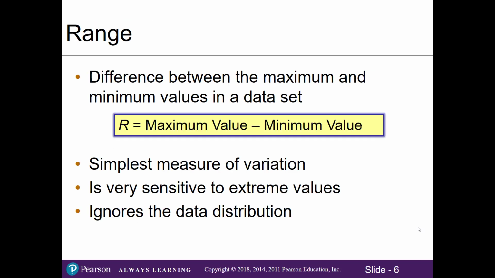One measure that you might want to calculate is the range. To calculate the range, we take our largest value and we subtract our smallest value from it. It's the easiest form of measurement. It is very sensitive to extreme values though. So if you have a very large number and a very small number, but the majority of your data is somewhere in the middle, this range will skew that. It also ignores how the data is distributed.